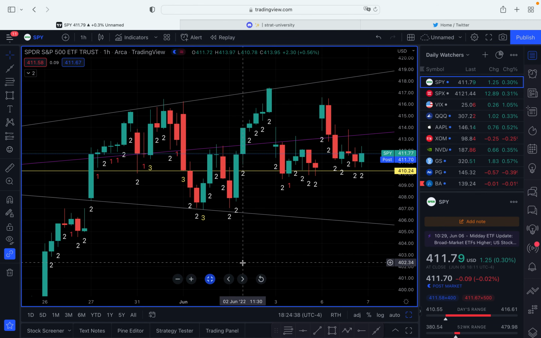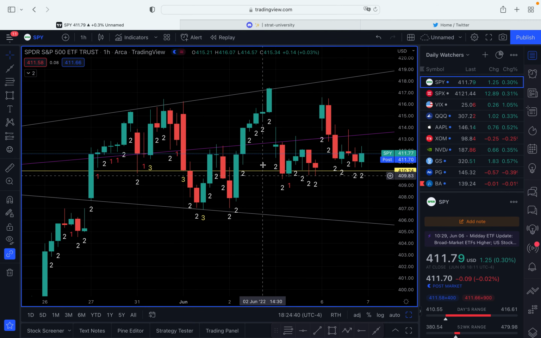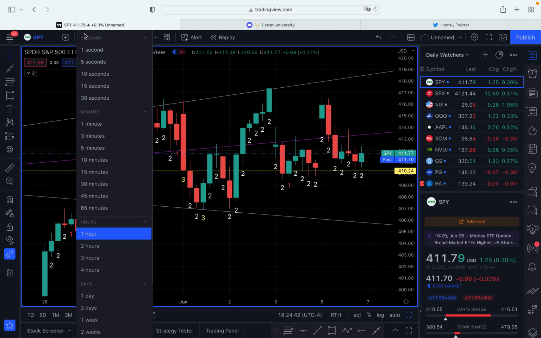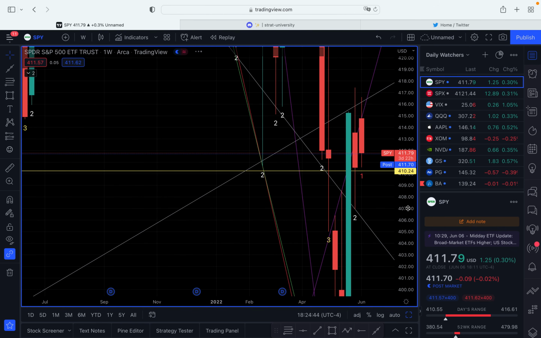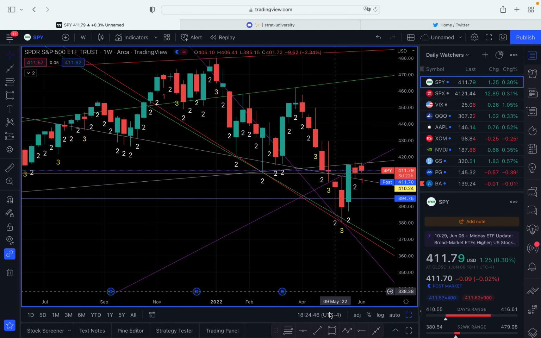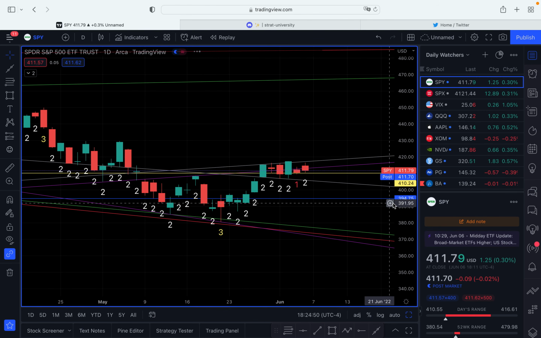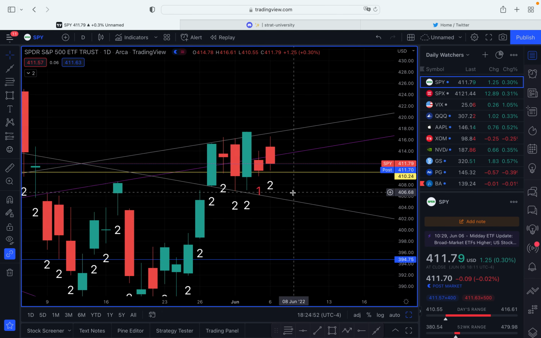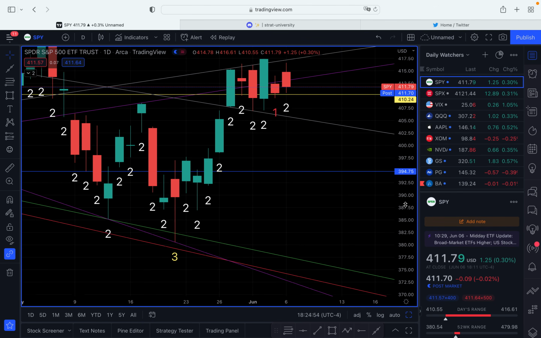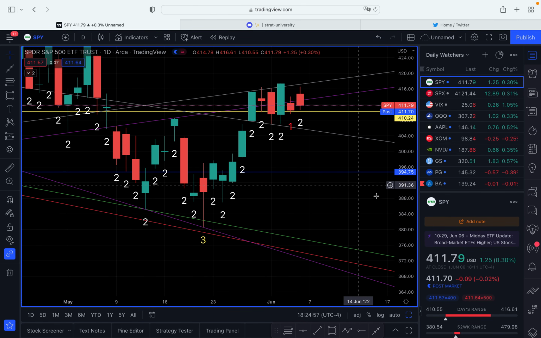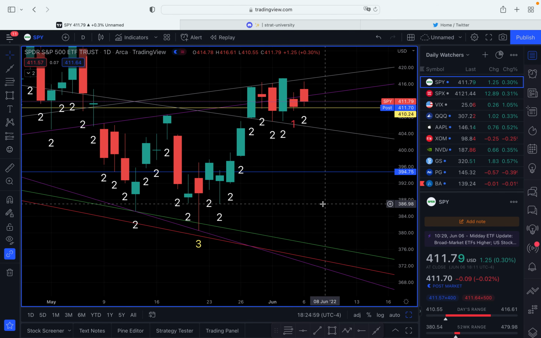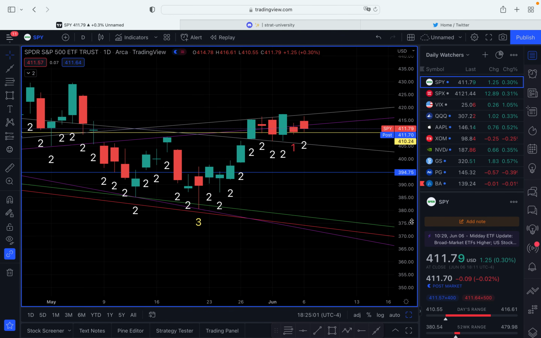All right. Where are these broadening formations? They're everywhere. This is one on the hour. This is one on the week, right? The green line. This is one on the day. The purple line right here. You know what I'm saying? They're everywhere. They're on all time frames. You just got to be able to identify them, right? And you will have broadening formations inside of broadening formations, right?